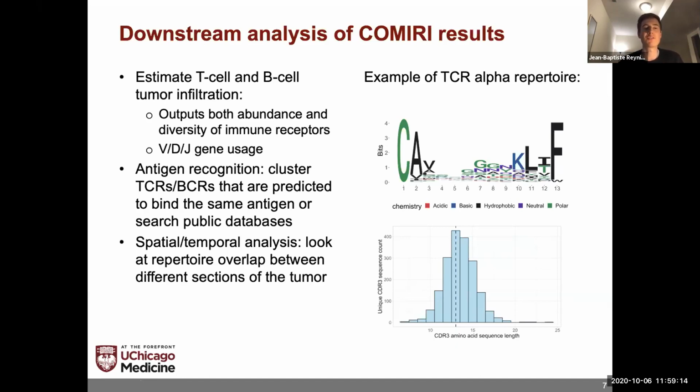And also one really interesting thing would be looking at spatial temporal analysis. So looking at different regions of the tumor and looking at how the TCR and BCR repertoires overlap. But also you can do that throughout time, for example, in a patient, and look at how, over the course of a treatment, the TCRs and BCRs evolve within that individual.